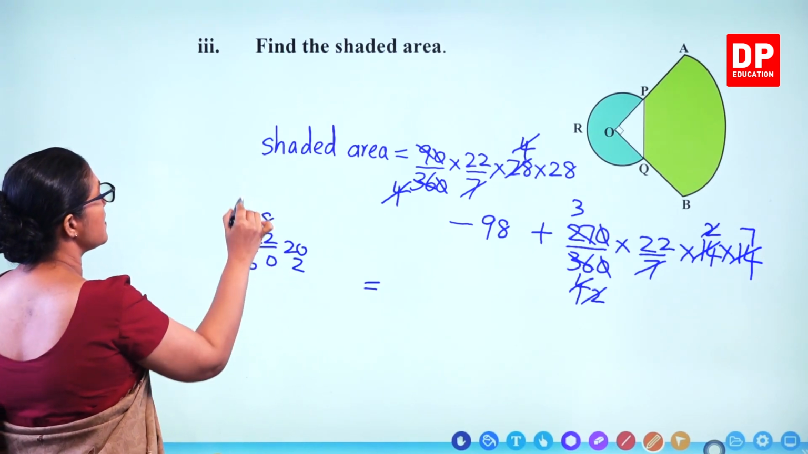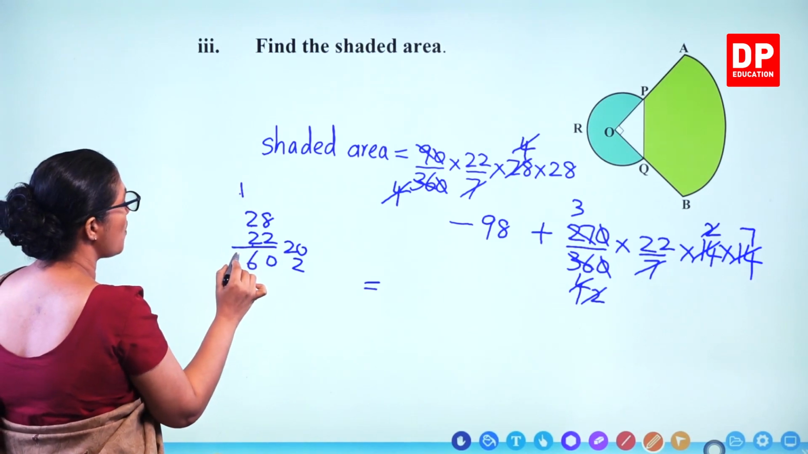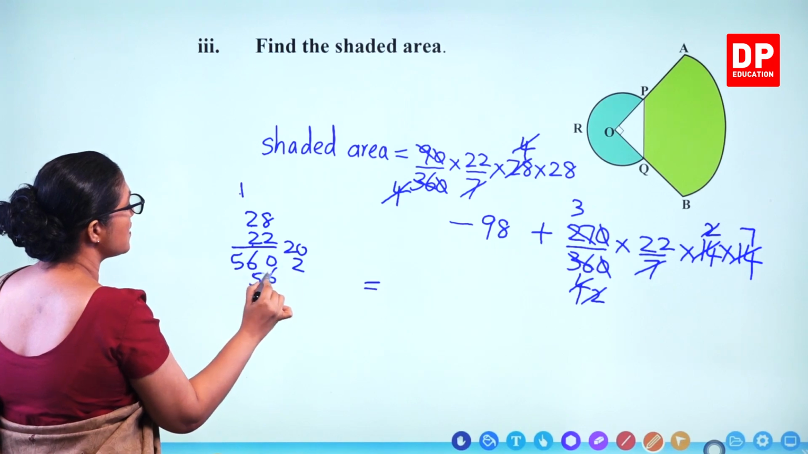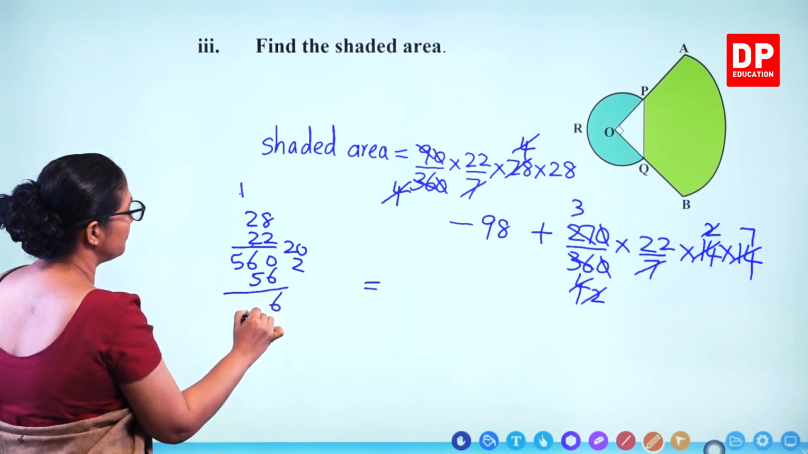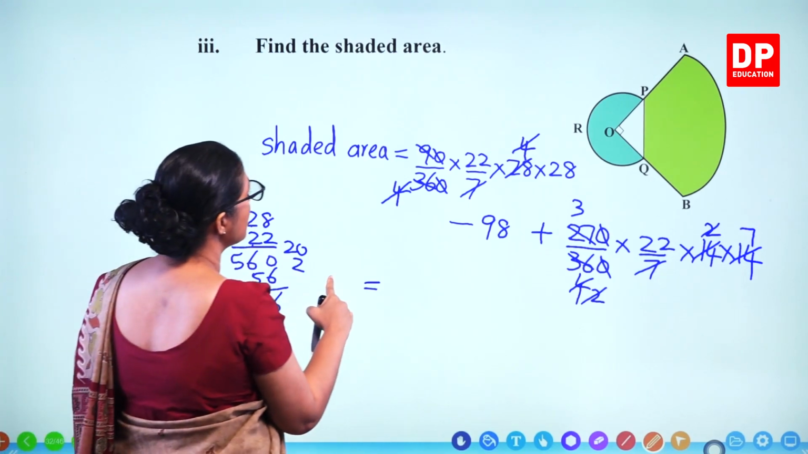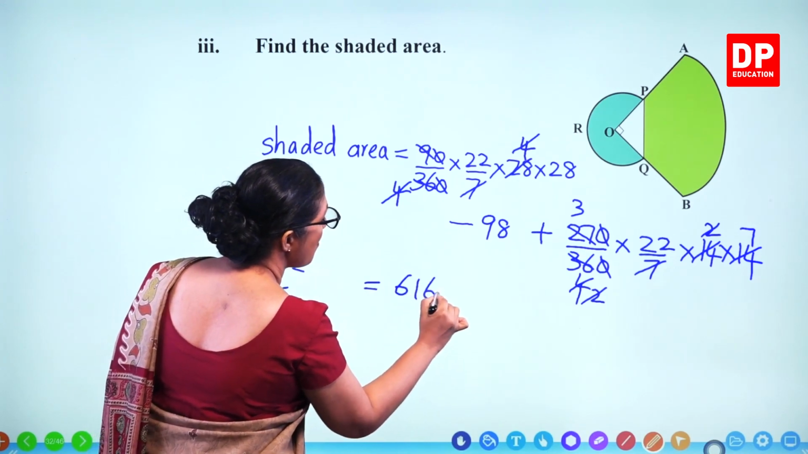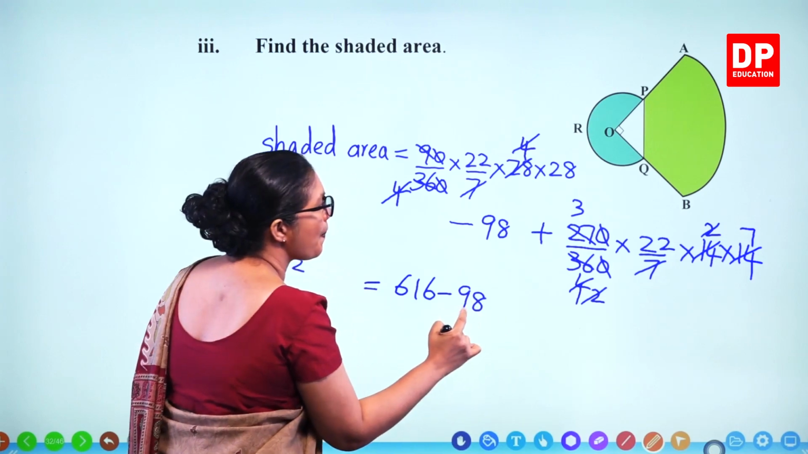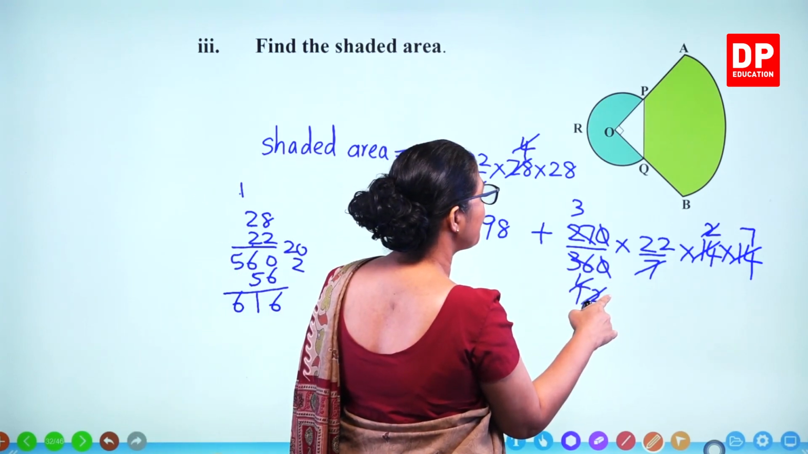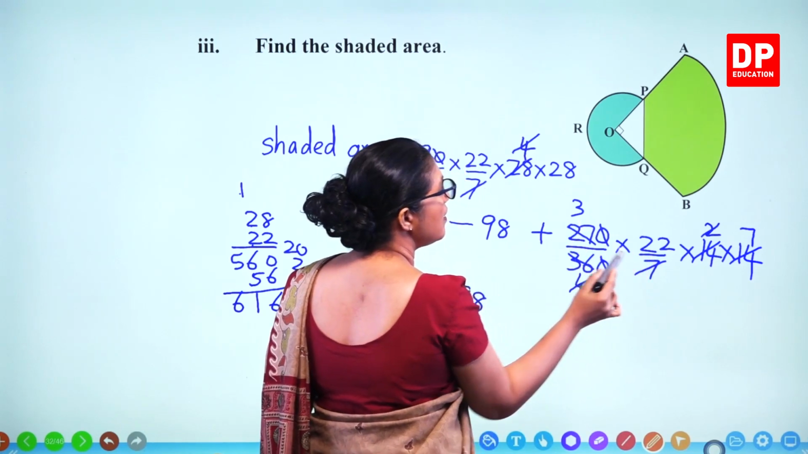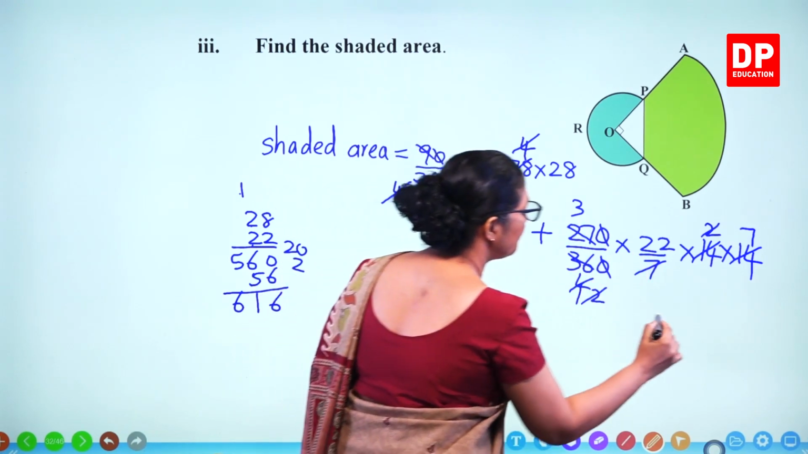2 times 8, 16. 2 times 2, 4 plus 1, 5. 2 times 8, 16. So 56 here. 616. So you get 616 minus 98. What do you get here? 7 times 3, 21 into 22.